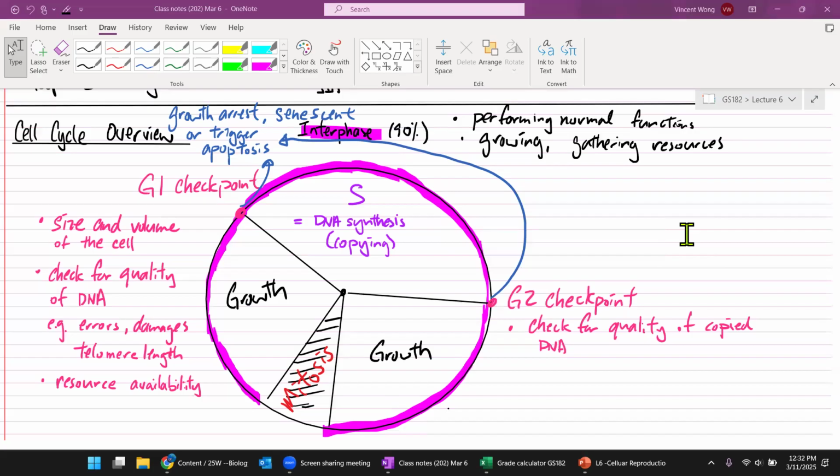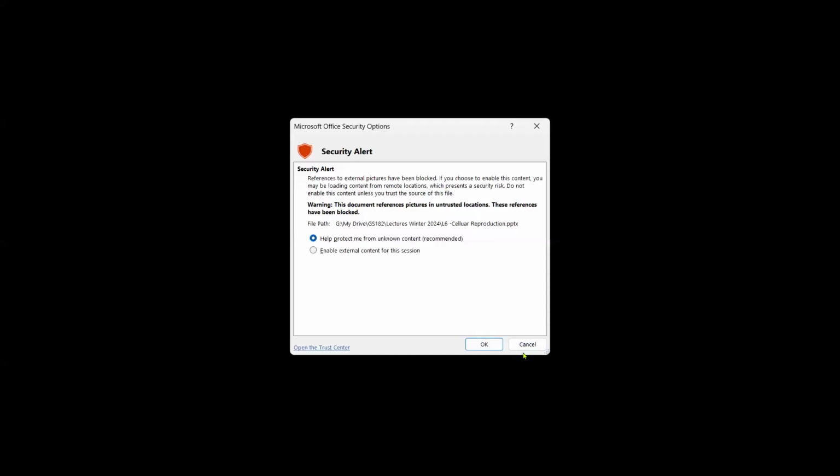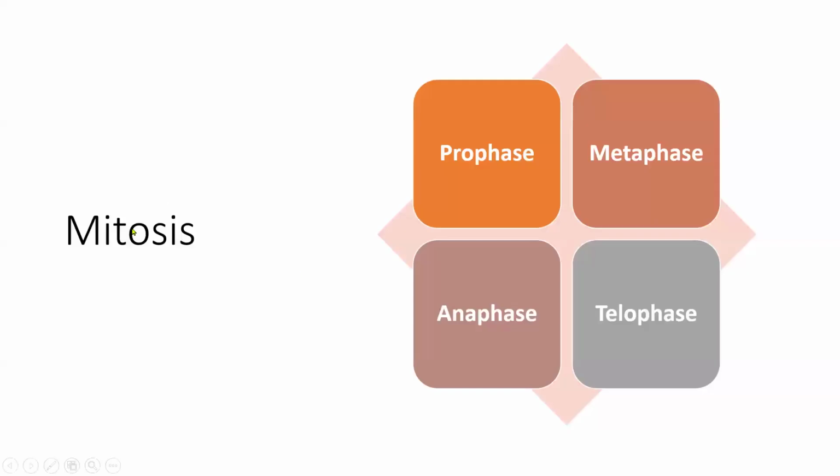Now, we're going to be starting today's lesson with mitosis, which is the cell division aspect. So when it's ready, when it's big enough, when it has copied all of its genetic material, then it's going to progress to the actual cell division. So that's what mitosis is. It has four separate phases: prophase, metaphase, anaphase, and telophase.